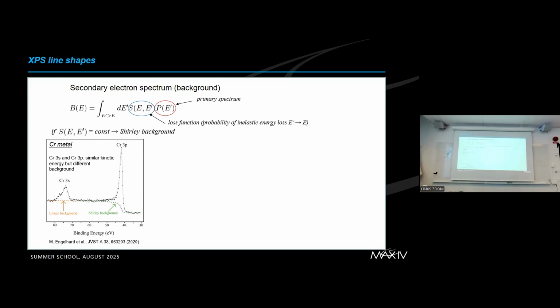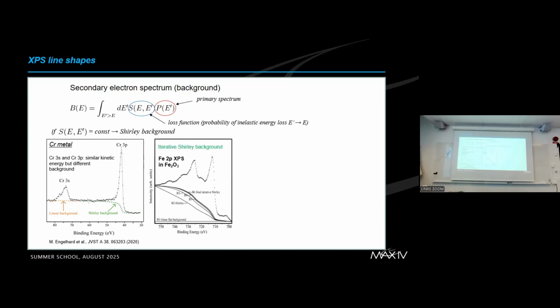This is the Shirley background here. So essentially, this is an integral over the primary electrons only. So we are going over the primary electrons and we're integrating this intensity and we're getting this background. In some cases, it is also possible to fit the background with a linear or polynomial background, like in this case, 3s. But normally people are using Shirley background. This is a standard procedure.